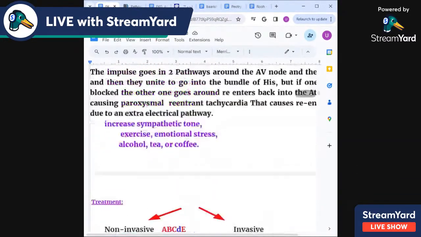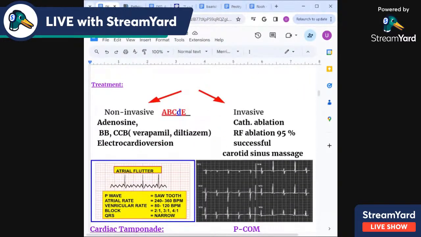Then we have the treatment. The treatment for nodal reentrant tachycardia is divided into two, non-invasive and invasive, and the mnemonic is A, B, C, D, E. The D is in lowercase, so it's not included in the mnemonic. A for adenosine, B for beta blocker, C for calcium channel blocker, and E for electrocardioversion. So these are the non-invasive or drug treatments of AVNRT.